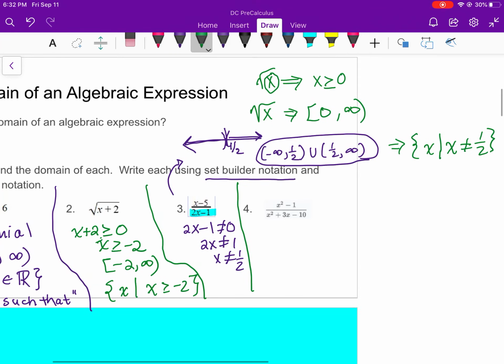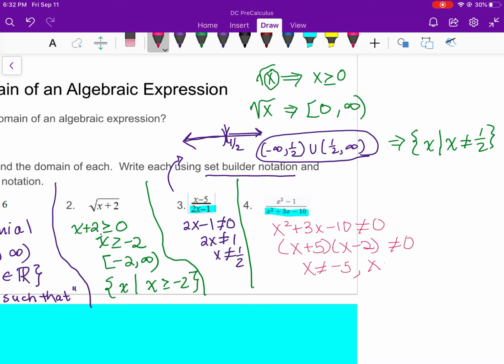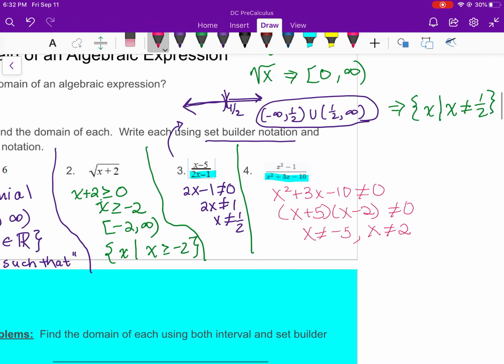Now to see on number 4 what x can't equal, I'm going to set my denominator equal to 0, or not equal to 0, I guess. We want to find out what it can't be. I'm going to factor that. And x can't be -5 or x can't be 2. So we want to ignore both of those on our number line.